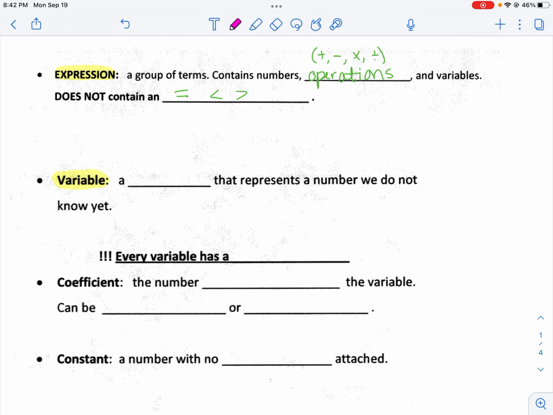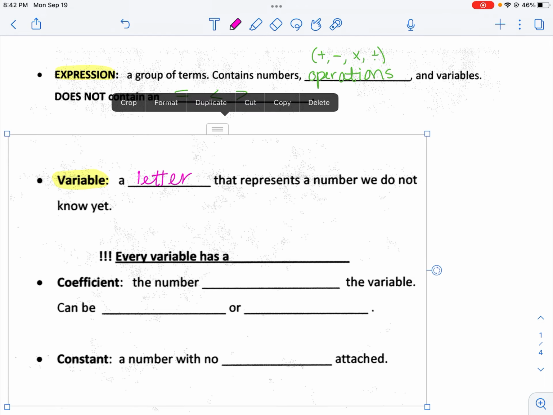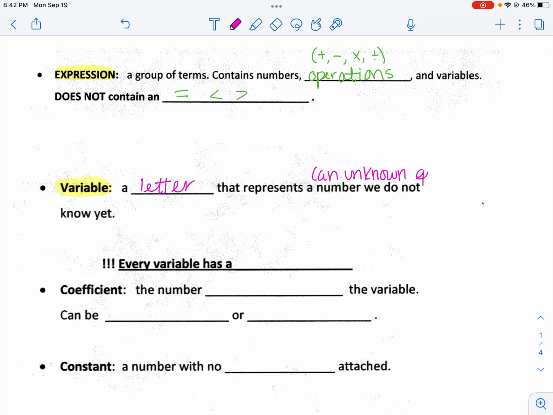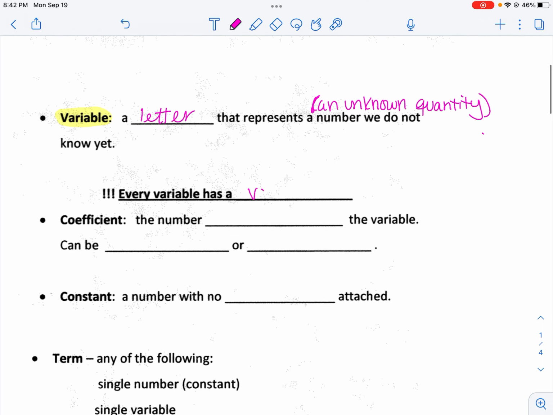It's a letter that represents a number we do not know yet. Usually I might refer to this as a letter that represents an unknown quantity. That's why we often need to solve for that, because we want to know what it is. So an expression is built partly of variables, and a variable is a letter that represents an unknown quantity. Every variable has a value, just to drive that home.